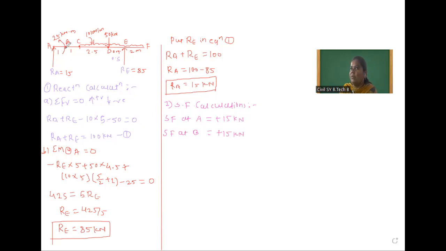After that, you see in between B to C there is no force, and at C there is no vertical force. So shear force at C is the same, plus 15 kilonewton, as it is. Now we will calculate shear force at D, but before the point load. Now you can concentrate here. Here two loads are there.